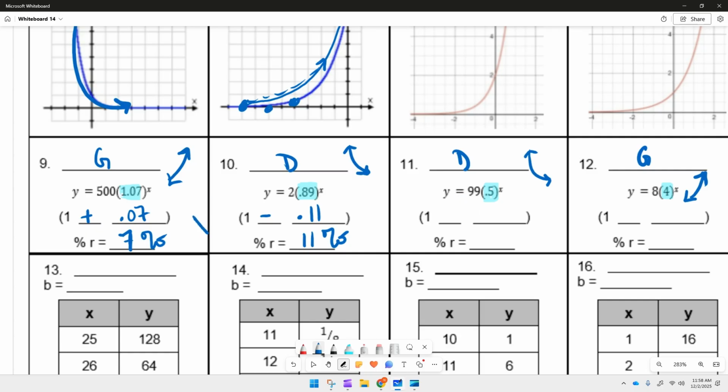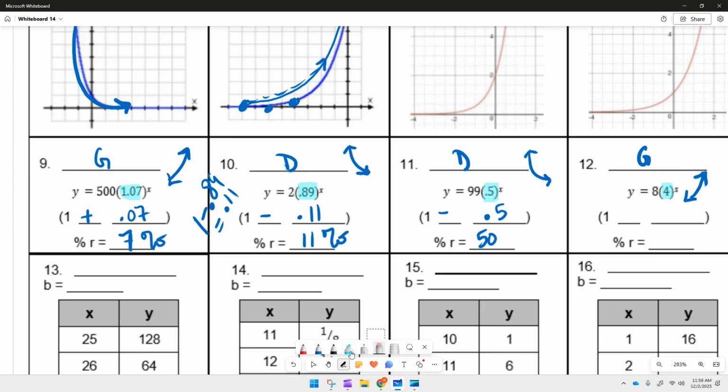Okay, so I did 1 minus 0.89. 1 minus 0.89 gives me 0.11. That lets me know what I subtracted to get the 0.89. Here, this is decay, so that's 1 minus. This is easy, it's 50%, so that's just 1 minus 50%. So we know this is 50%.